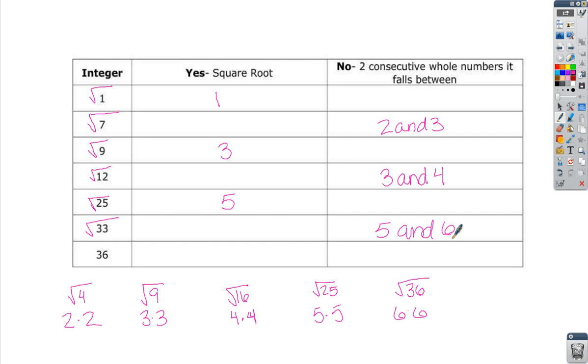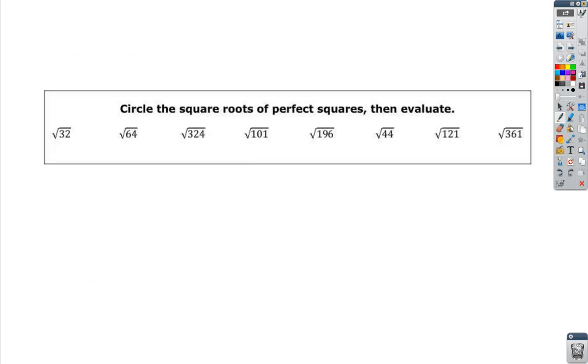and 6. Now I want you to do the square root of 36 on your own. See if you are able to do it, yes or no. You need to find the two consecutive whole numbers it falls between. Pause the video. Square root of 36, you can do that, and it is 6. If you have any questions about this section, please raise your hand now and ask me.